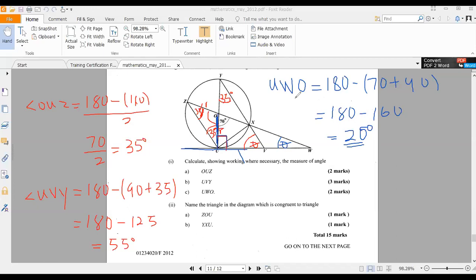Any question? We will be able to find angle UWO. And guys, remember to go through all the circle theorems, right? The angle at the center is twice the angle at the circumference. The angle opposite the diameter is what? 90 degrees. Angles at the circumference subtended by the same arc segment are equal, and so on. Go through them and help yourself.